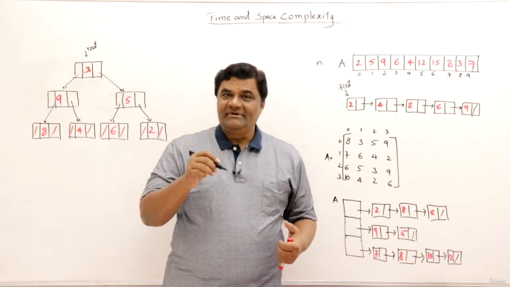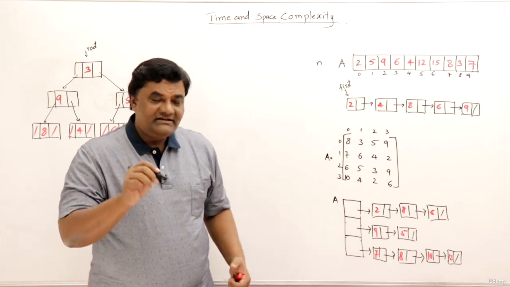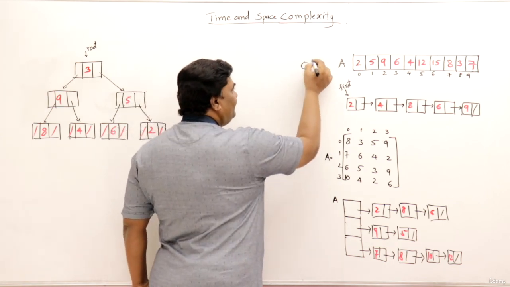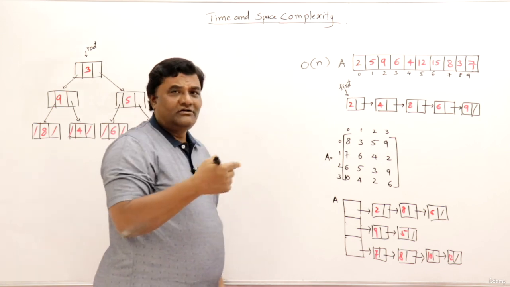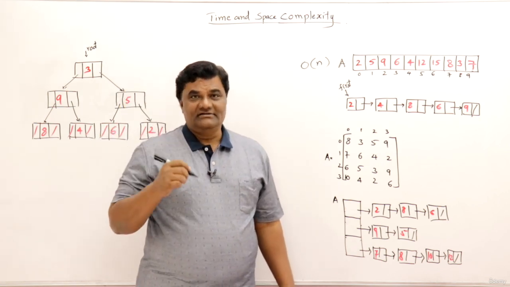This n we represent as a degree. So we can say order of n. We usually use the term order. Degree or order are the same thing. So we use the term order of n.